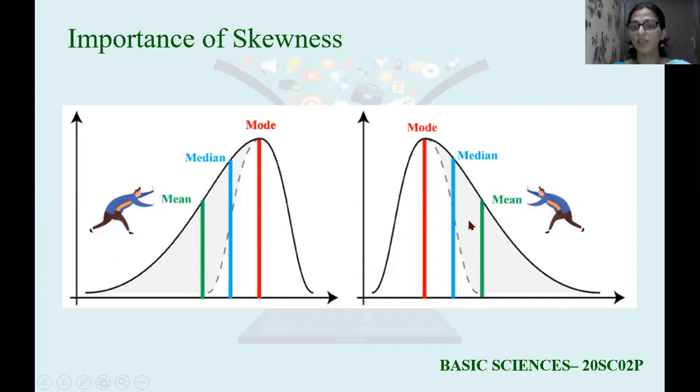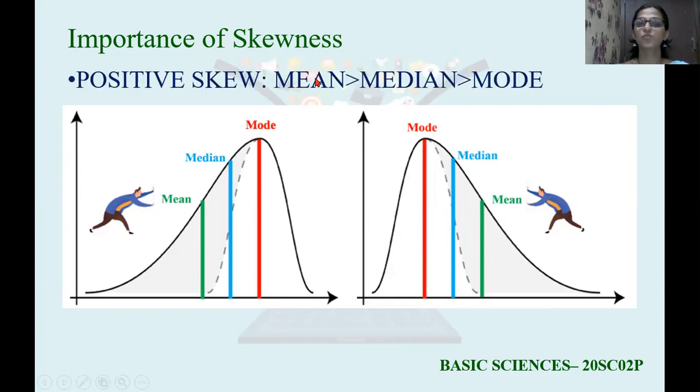Now, as you can see from the picture, in a positively skewed distribution, mean is the largest value, then comes the median, then the smallest is mode. So for a positively skewed distribution, mean is greater than median, which is greater than mode. And also you observe from the first picture that in a negatively skewed distribution, mean is the smallest, then comes median, and then comes the mode.